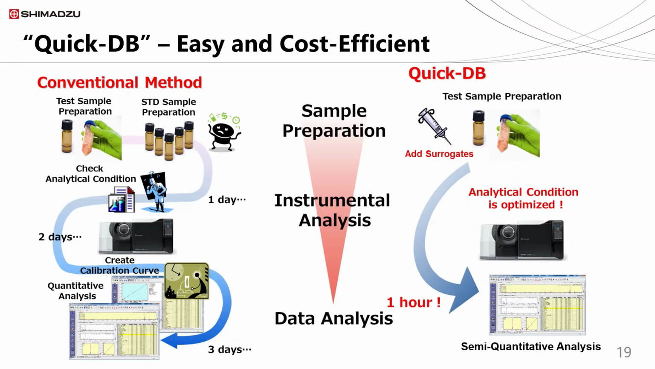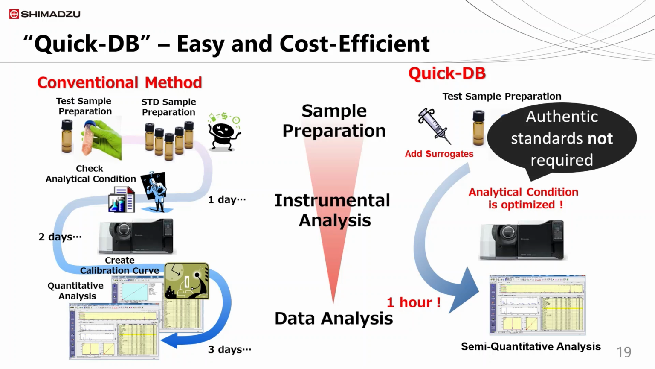On the other side, you can have a QuickDB workflow, where you can simply extract the test sample, spike it with QuickDB surrogate, and analyze to obtain semi-quantitative results. Sometimes the semi-quantitative results are enough to release the sample. The good thing about this is that it does not require authentic standards.